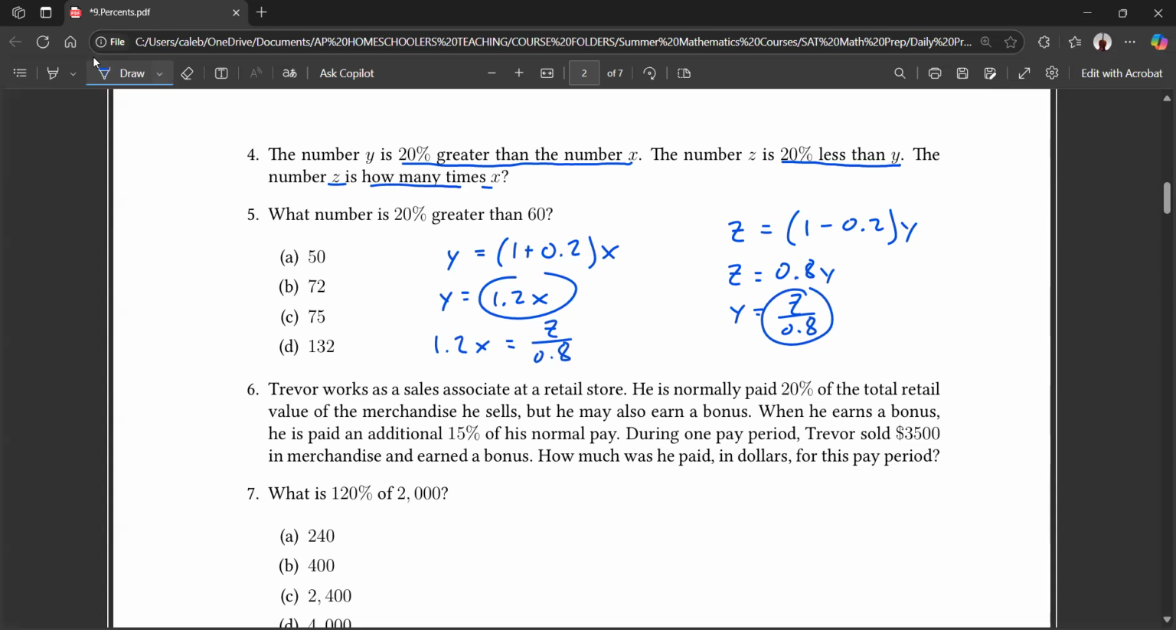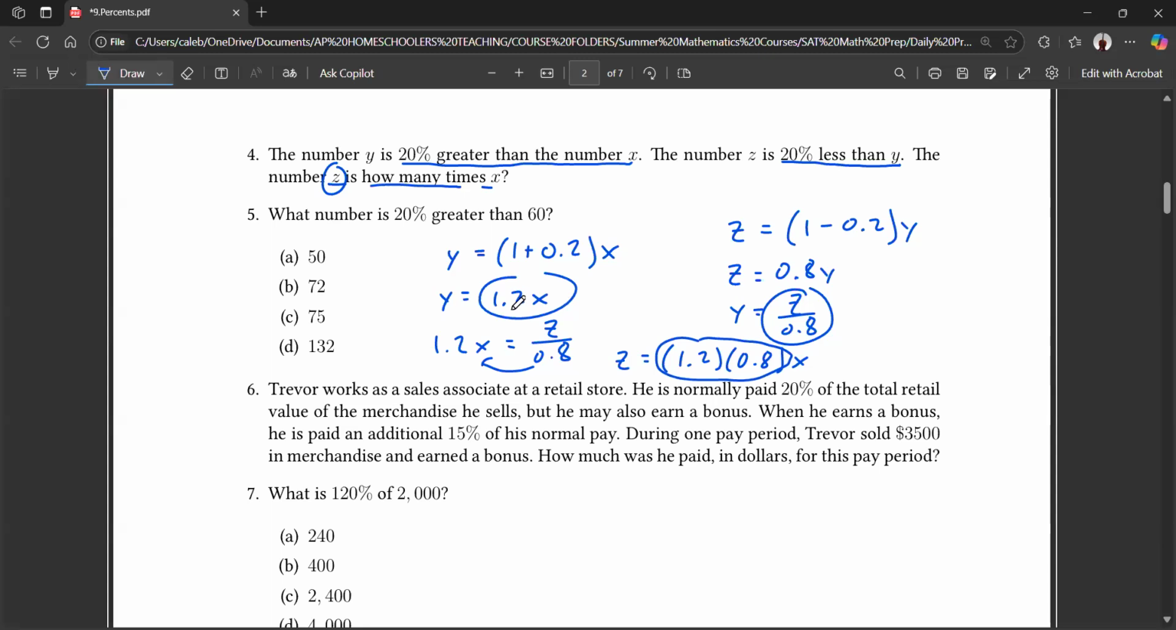Now, the question specifically only wants the z is how many times x. So I want to isolate z. So I'll just kick over the 0.8. So z ends up just being 1.2 times 0.8 times x. So obviously the number they're after in this question is this product between 1.2 and 0.8. And then you'd have your answer.